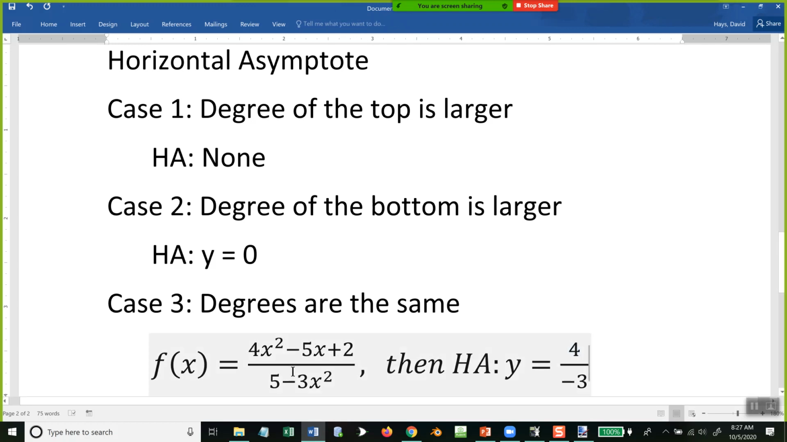Degrees are the same. What I mean by that, degree is the largest power of x. The degree of the top is 2, the degree of the bottom is 2. The degrees are the same. For the horizontal asymptote, you create a new fraction and you take the coefficient, the number that's in front of the x to the largest power. So I'll take 4 here, put it up on top. I'll take a negative 3 here, put it on the bottom. And our horizontal asymptote would be y equals negative 4/3. So that's how you do those.